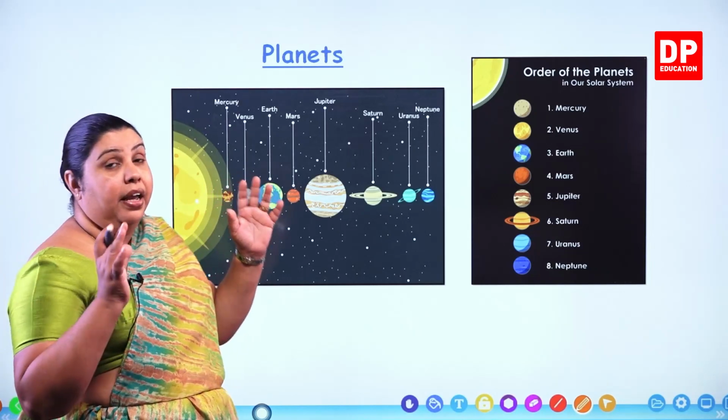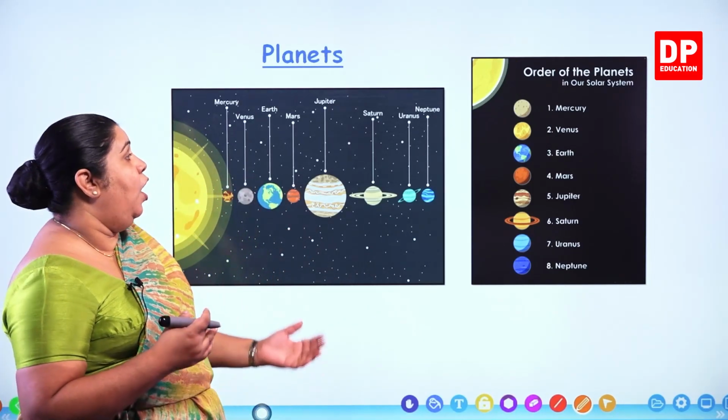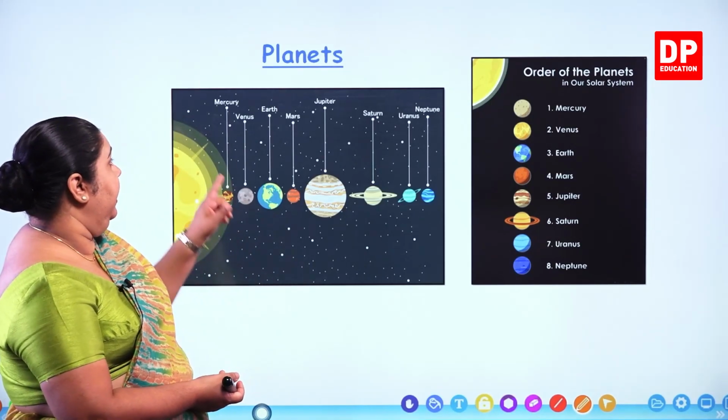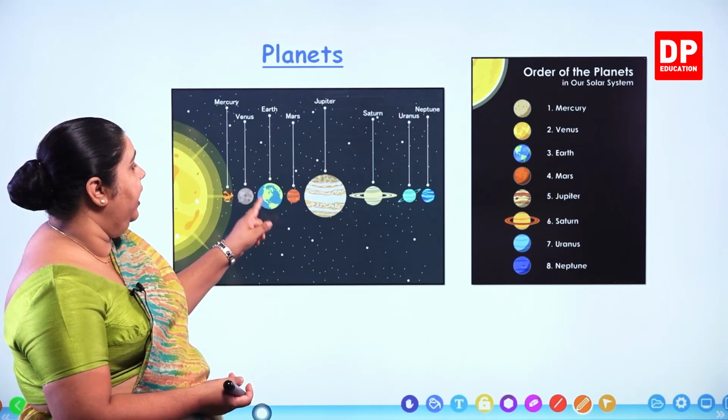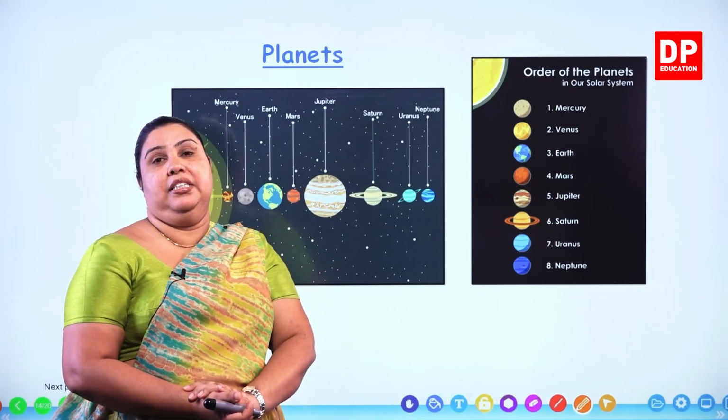And the head of all the planets is the sun, right? And how many planets do we get in the solar system? We have 1, 2, 3, 4, 5, 6, 7, 8 planets.